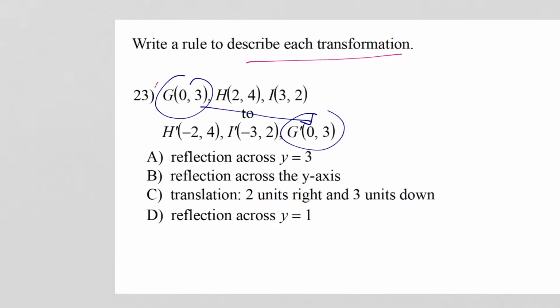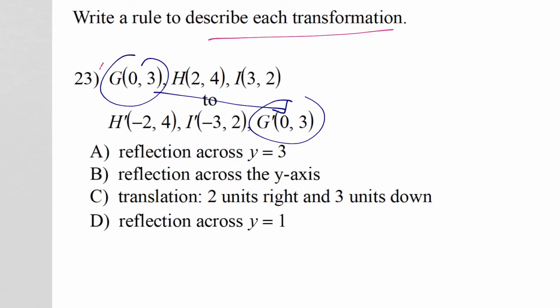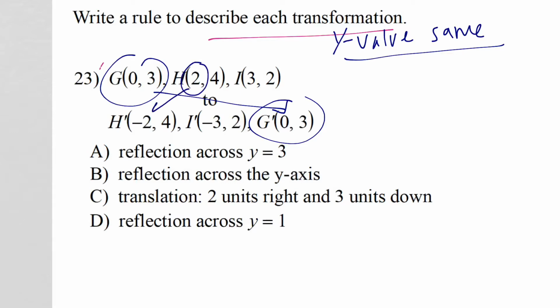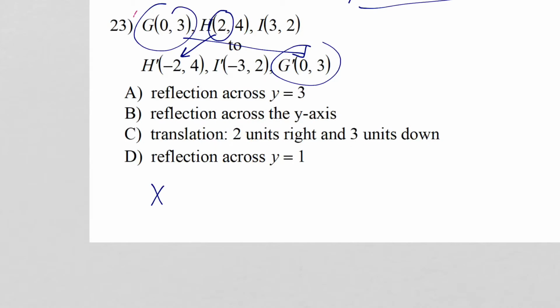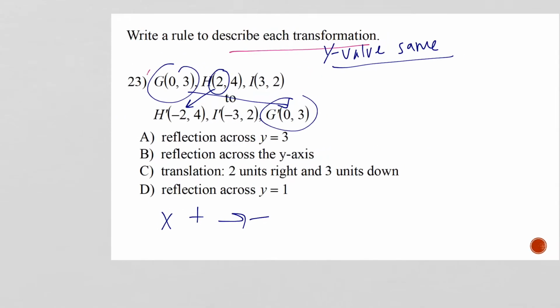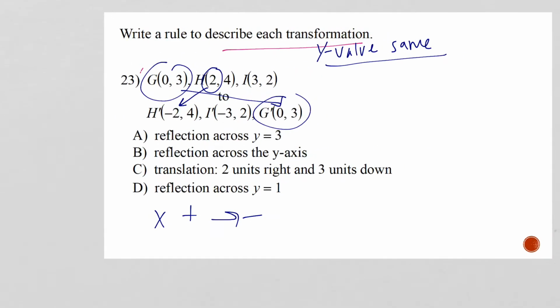What happened to the x value? Nothing, straight 0. So that doesn't really help me. What happened to the y value? It stayed the same. So right now I know that y value is the same. If all the y values are the same, then that means it's probably a reflection. Let's check H. 2 to negative 2. So the x value changed from positive to negative. Okay? How about the y values? Did the y values change? No, they stayed the same.